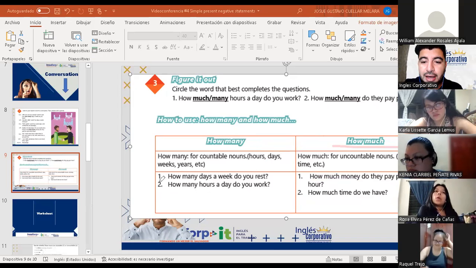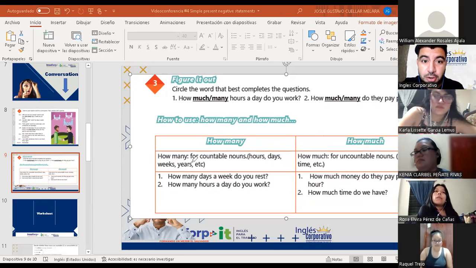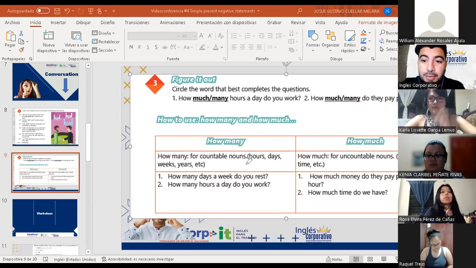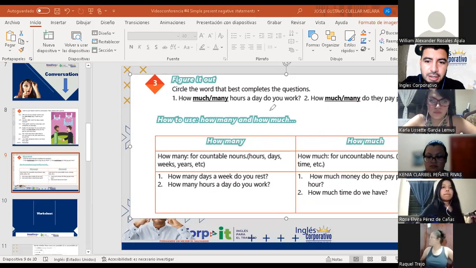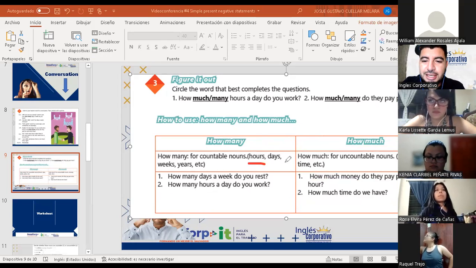And now here we have the examples, los ejemplos. Para cosas que son contables, con los temas que estamos viendo, hours, days, weeks, years. And here we have uncountable, money, or time. Okay, so that's very important.